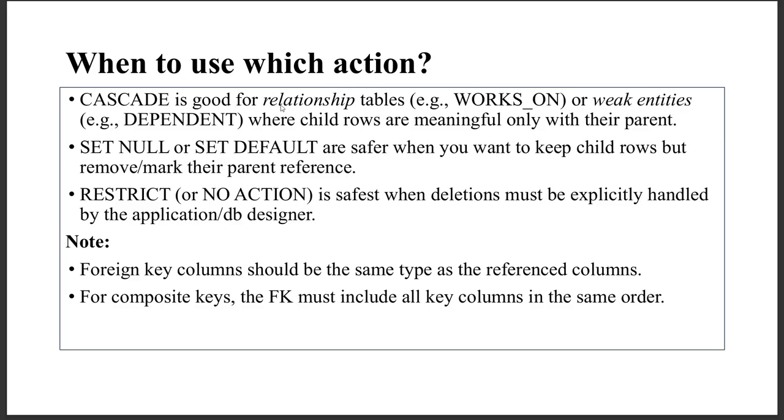Now, when to use which action? Cascade is good for relationship tables. So when we have a relation built between two entities, or when we have weak entities, then using cascade is good. Set null or set default are safer when you want to keep child rows but remove or mark their parent reference. If I want to remove the parent reference and keep the child rows, then using set null or set default is the best option. Now coming to restrict, it is safest when deletions must be explicitly handled by the application.